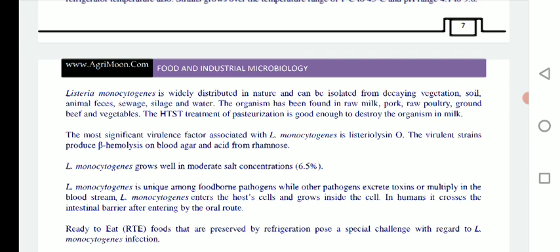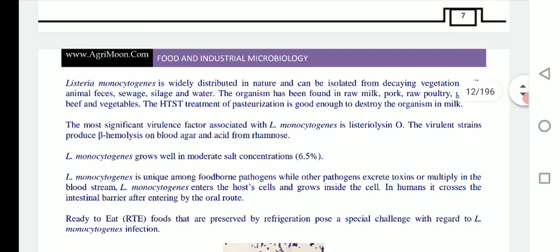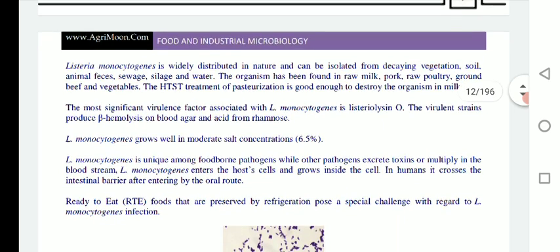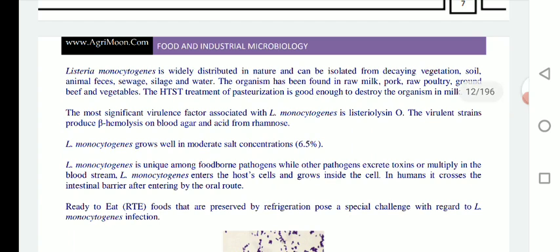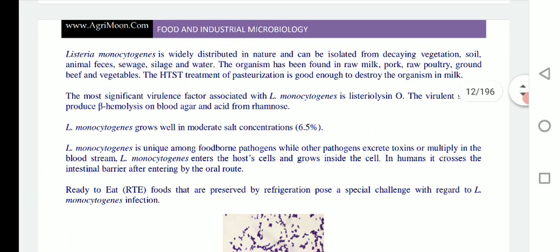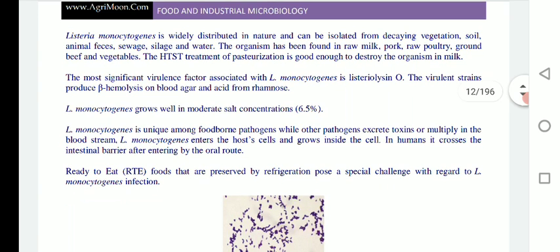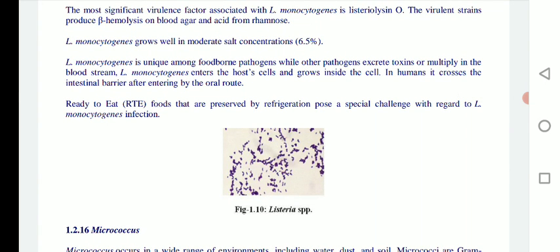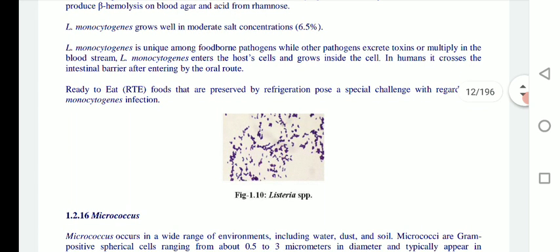The most significant virulence factor associated with this bacteria is listeriolysin O. The virulent strain produces beta hemolysis on blood agar and acid from rhamnose. Listeria monocytogenes grows well in moderate salt concentration, and it is unique among the foodborne pathogens, while other pathogens excrete toxin or multiply in the bloodstream. Listeria monocytogenes enters into the host cell and grows inside the cell. In humans, it crosses the intestinal barrier after entering by oral route, and it causes severe infection.